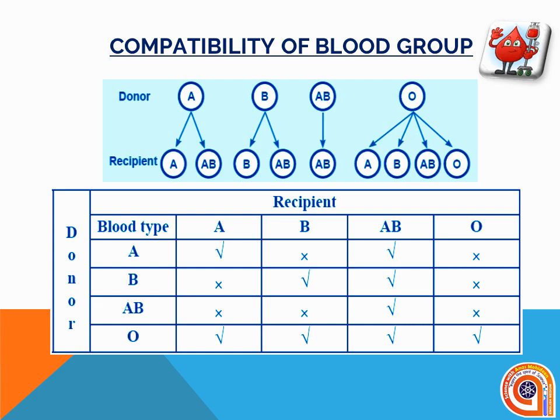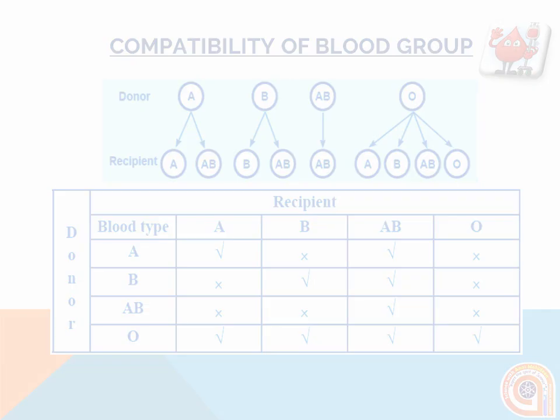A could be donated only for A and AB, B could be donated only for B and AB, AB could be donated only for AB, O could be donated for all: A, B, AB and O. So accordingly you can see here, blood group O could be donated for all four types, and AB can receive the blood from all four blood groups.